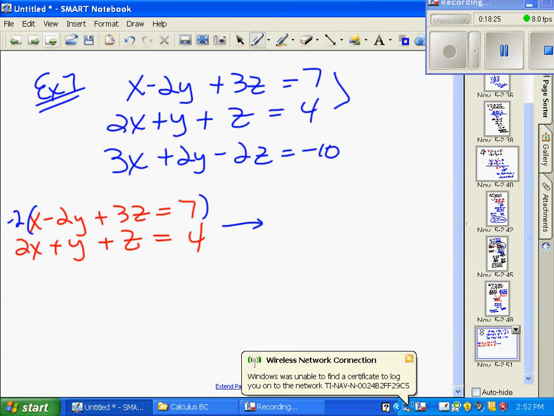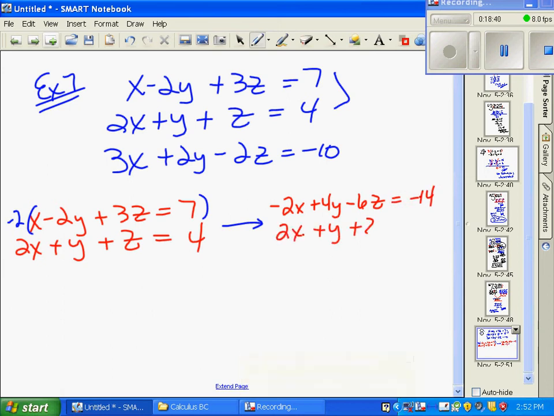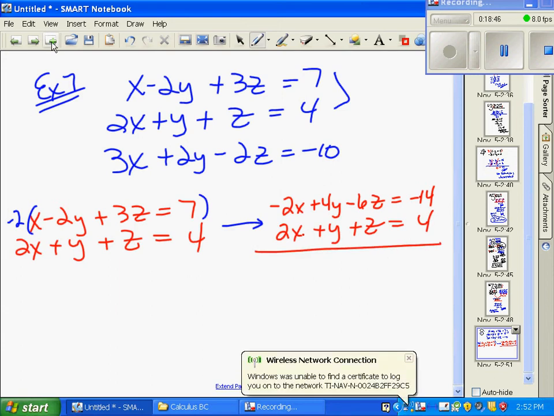Okay, so I'm going to eliminate the x by multiplying the top equation by negative 2. So what I get then is negative 2x plus 4y minus 6z equal to negative 14. Bottom equation stays the same. And the x's cancel. 5y minus 5z equal to negative 10. Let's divide everything by 5: y minus z equal to negative 2.